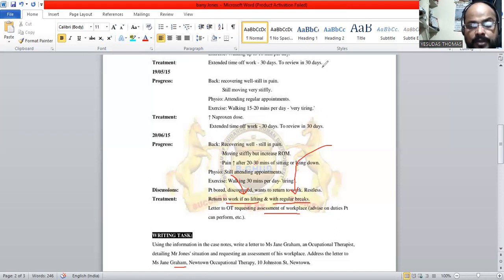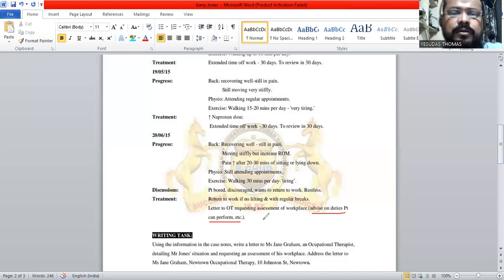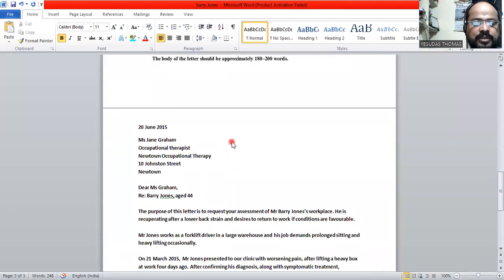One more thing that she has written is what he has advised on duties the patient can perform. This is something very crucial here: what advice, what duties he can perform. You need to assess whether Mr. Barry can work, and if his workplace is fit for his present condition, she needs to advise what duties or what work Mr. Barry can perform. So that's it. Let us assess the letter, which is there already.